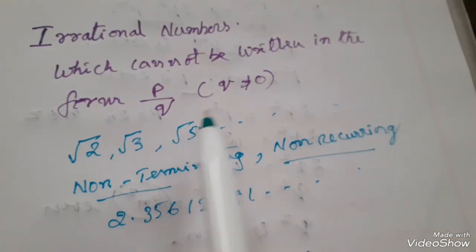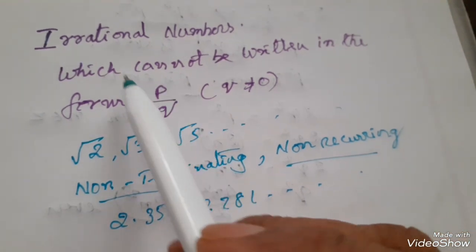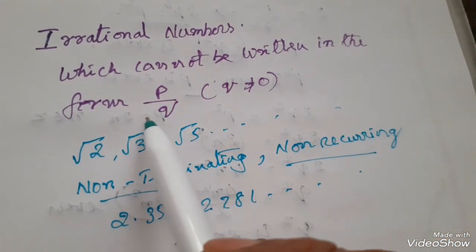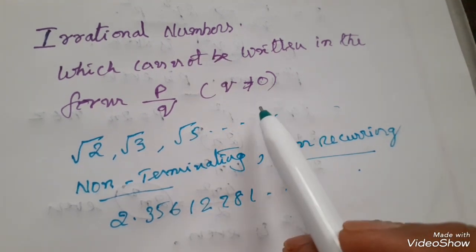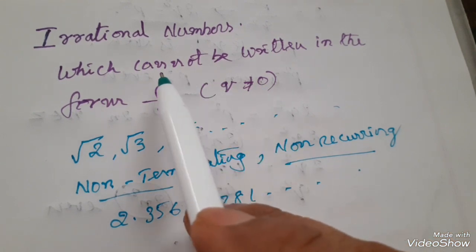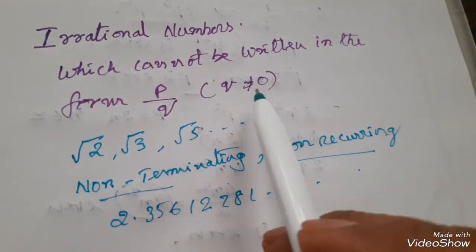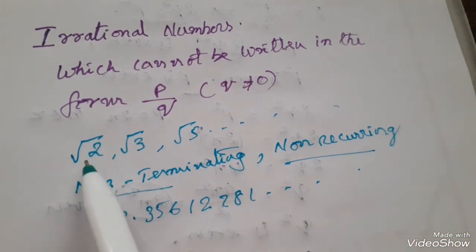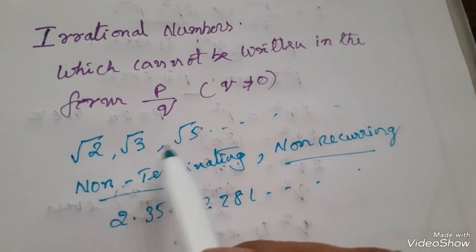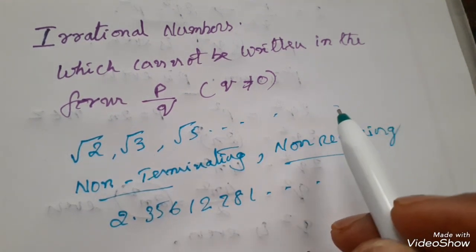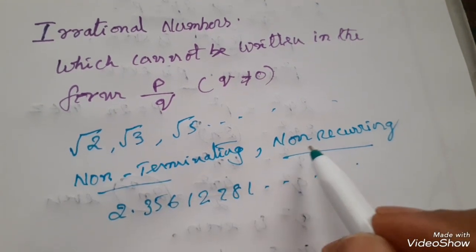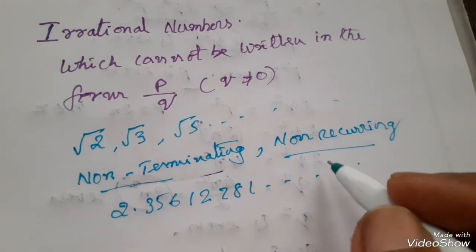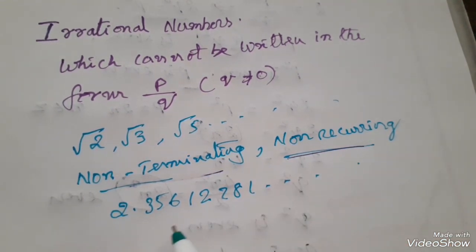Now let us see what are irrational numbers. The numbers which cannot be written in the form of p by q, where q is not equal to 0, we call irrational numbers. So under square root, suppose root 2, root 3, root 5, these are all irrational numbers. Not only that, non-terminating and non-recurring decimals are also called irrational numbers.